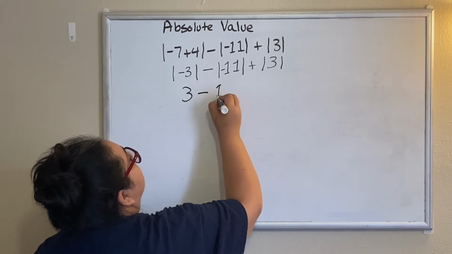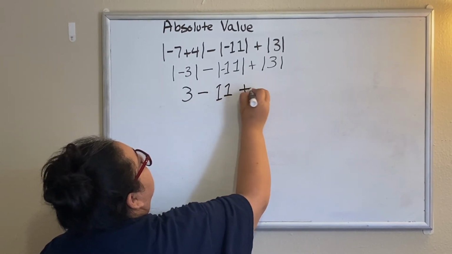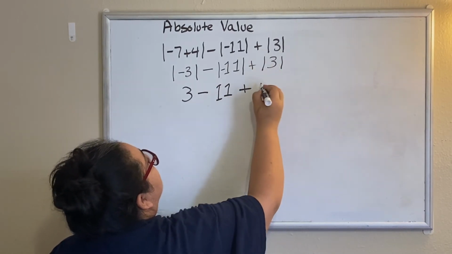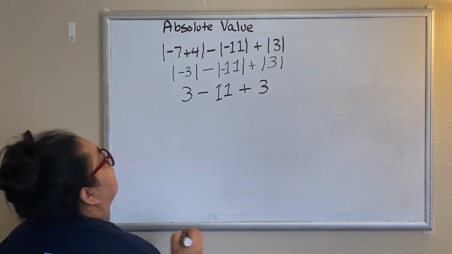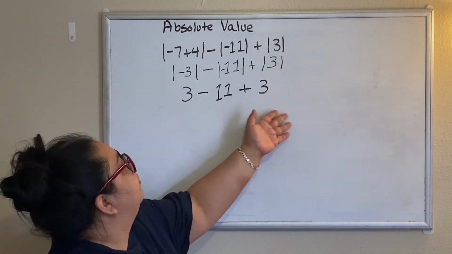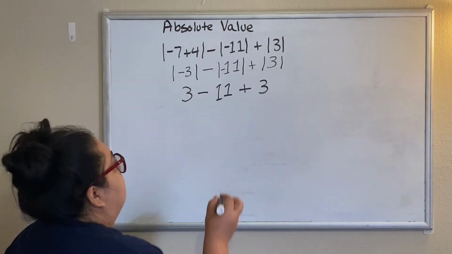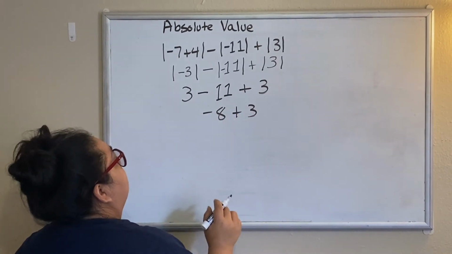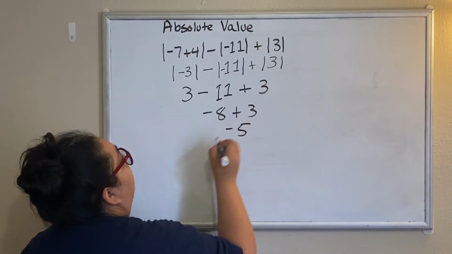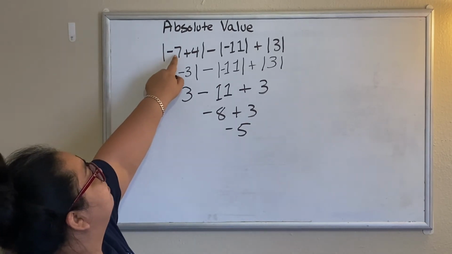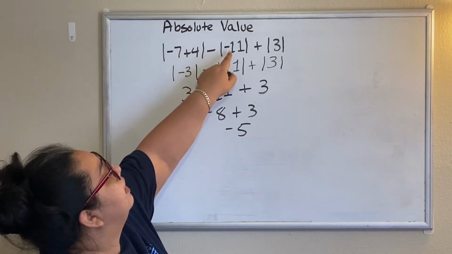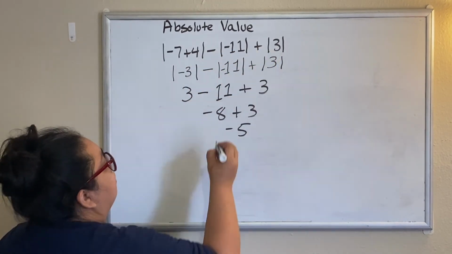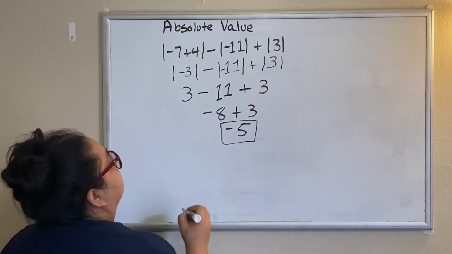So we're going to bring down 11. And then we're going to bring down the plus sign. And then the absolute value of 3, we've learned that earlier from the beginning of the video, is just 3. So now we can add and subtract from left to right. 3 minus 11 is a -8 plus 3. -8 plus 3 is a -5. So the absolute value of -7 plus 4 minus the absolute value of -11 plus the absolute value of 3 is equal to -5.